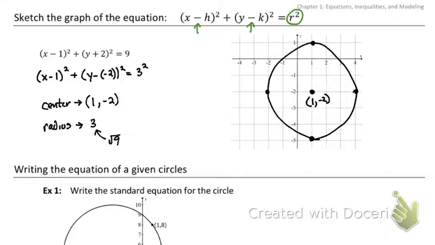It kind of looks like an oval. We have that stretched out look, but we'll notice that no matter where I draw this, our radius is going to be 3. And there's our circle. There's a circle with radius 3 and a center of (1, -2).